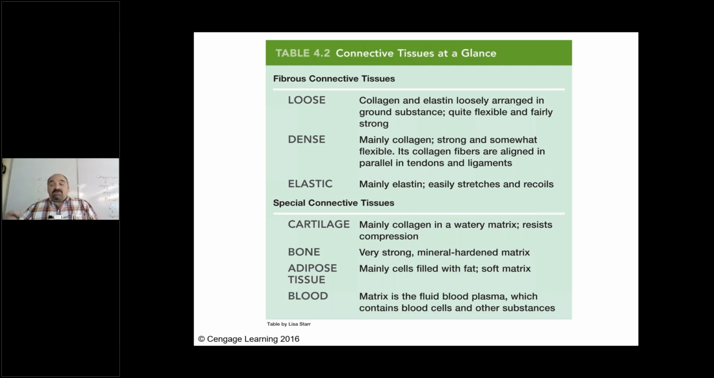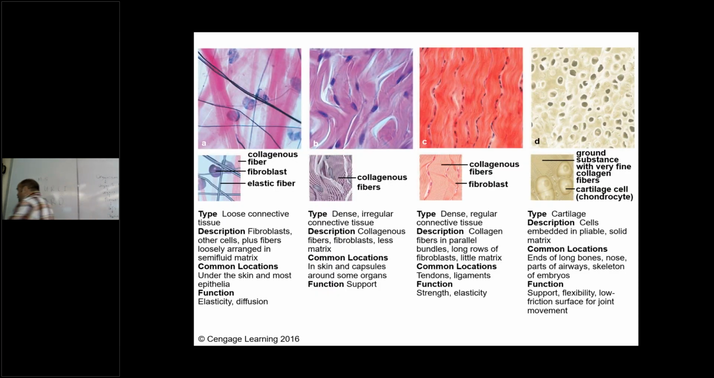So adipose tissue is fat, blood. So we mentioned all these different types. I didn't really mention to you too much about the loose, dense, and elastic, other than knowing that they have different properties, and these different fibers are present within them to provide some type of function in the body. Let's go to this next slide here.